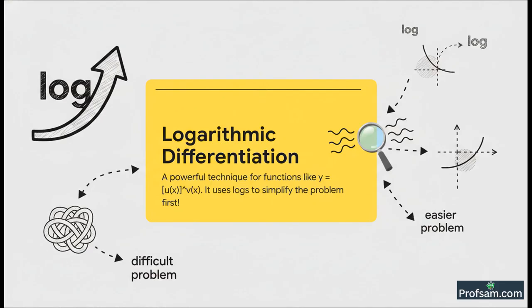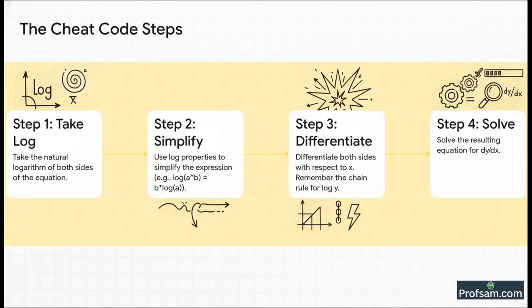It's called logarithmic differentiation. This is a brilliant technique where we use our ultimate simplifier, the log function, to break the problem down before we even start differentiating. It turns these impossible-looking functions into something much simpler to deal with. And here's the 4-step recipe to solve it.